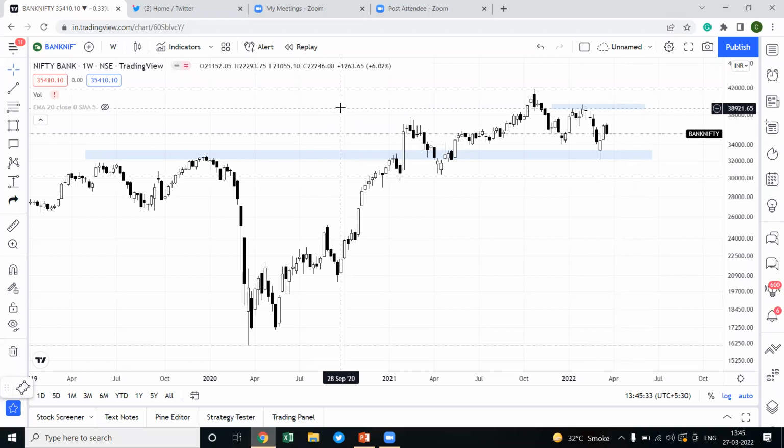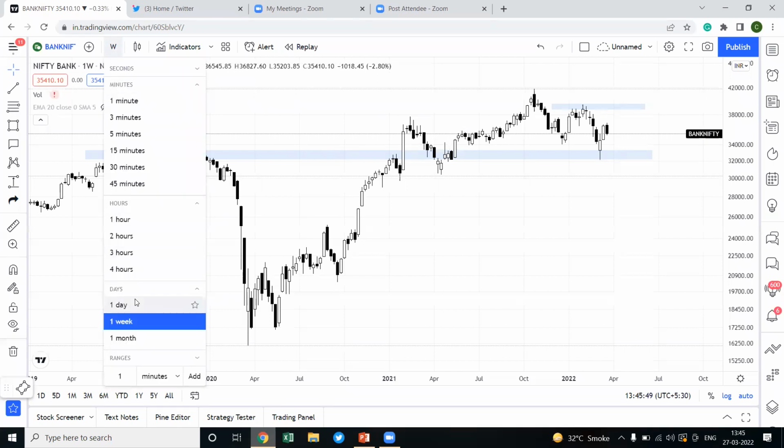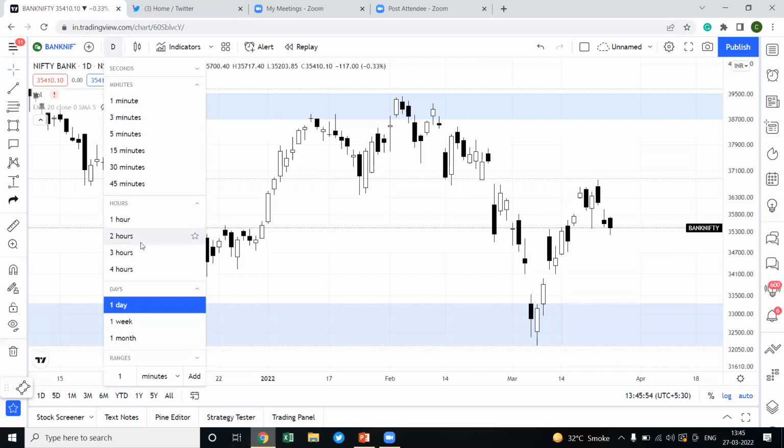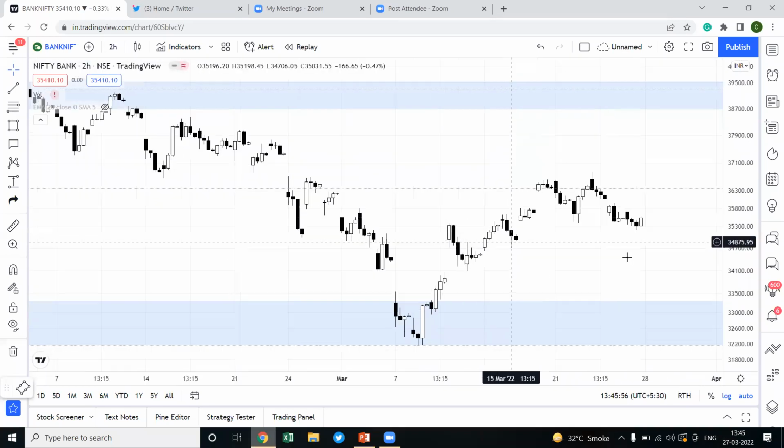It again depends upon the type of investor. Some people are breakout chasing people. Some people like to buy near the support level. So depending upon your strategy, depending upon how you trade or invest, you have to look at the charts differently. So we have discussed the weekly Bank Nifty levels. We'll go to the daily Bank Nifty levels, and we'll go to, I think, the 2 hourly chart.